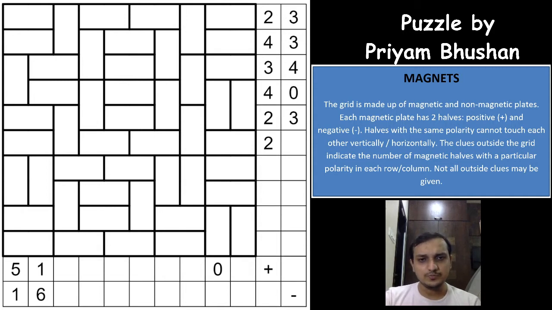So according to the rules, each of the 1 by 2 regions, if you see here, will either be marked as positive or negative, just like in a magnet you have a positive pole and a negative pole, right? Each of these 2 by 1 regions is called a magnet, and either the region will have a positive or a negative symbol, or it won't have anything. If it is nothing, it will be marked as a shaded cell, and if it is a magnet, if it has a positive or a negative symbol, then it will be marked as a green one, right?